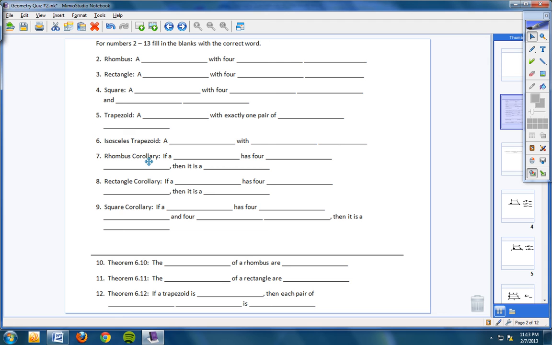The rhombus corollary states, if a parallelogram has four congruent sides, then it is a rhombus. The rectangle corollary states, if a parallelogram has four right angles, then it is a rectangle. And the square corollary states, if a parallelogram has four right angles and four congruent sides, or if you turn that around, four congruent sides and four right angles, then it is a square.